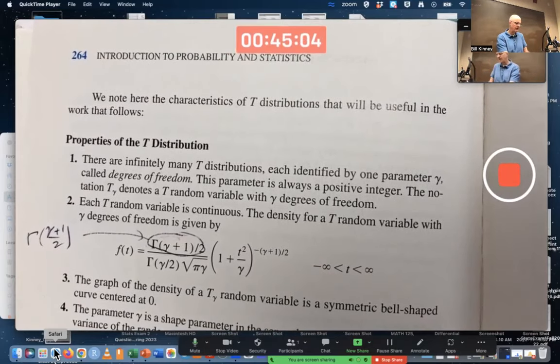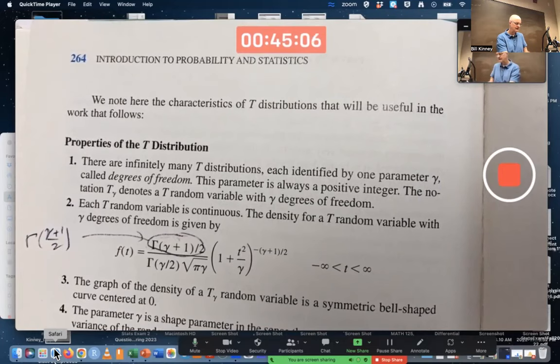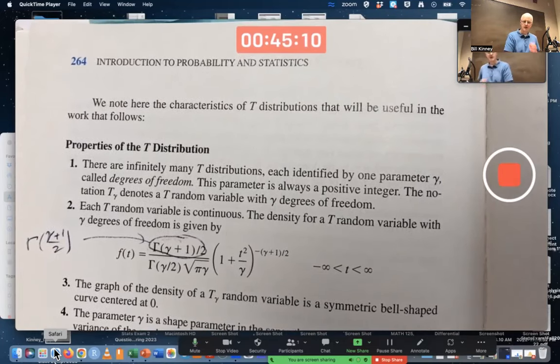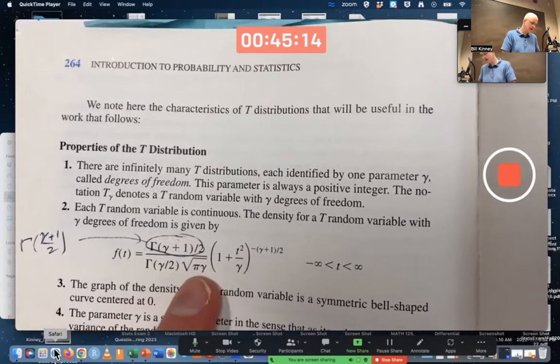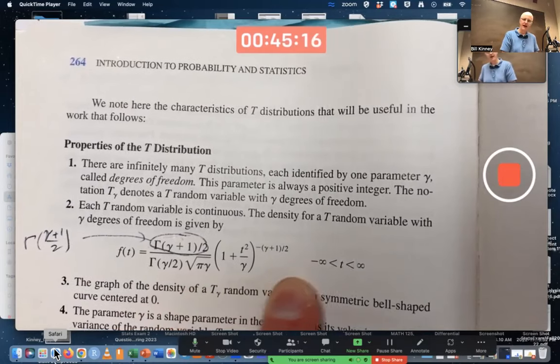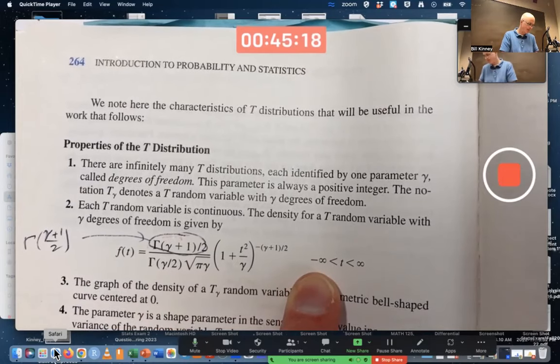So that's not quite the formula for the PDF. If you were trying to figure out the standard deviation, what would you have to do? You'd have to find the mean first. You'd have to integrate t times this from minus infinity to infinity. Could that be done by hand? Yeah, I think it probably could be done by hand.